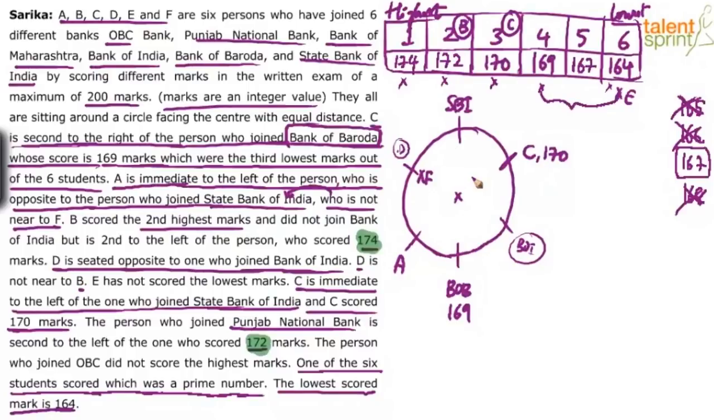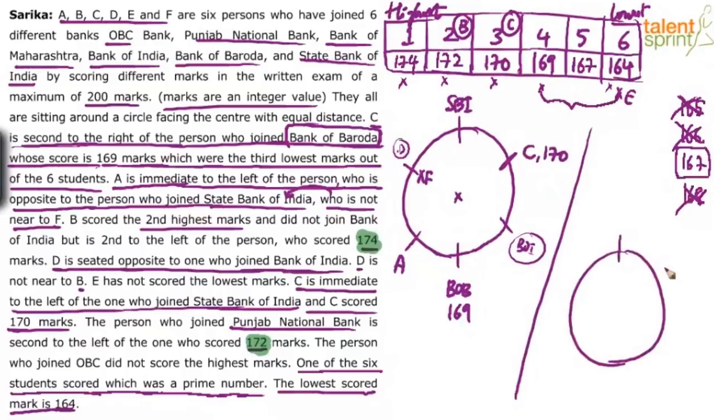So I think we can take 2 cases and just try and fill it very, very quickly. So what I'll do is draw one more circle. Let me quickly draw another circle. 1, 2, 3, 4, 5, 6. First of all, I'll fill up all the values that we know. SBI, C, 170, all the things that are definitely known to us, right? Bank of Baroda 169, A. I should also note down that F cannot come here because this may be useful elsewhere, right? So we have noted everything, right? SBI, C 170, BOB 169, A.